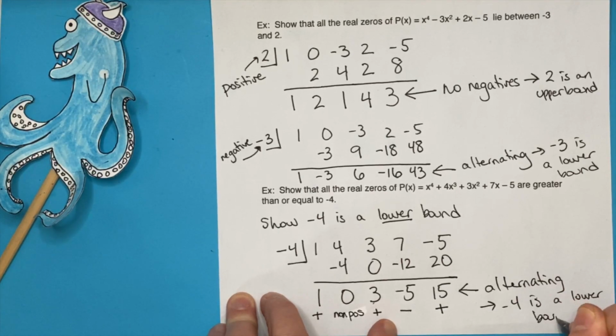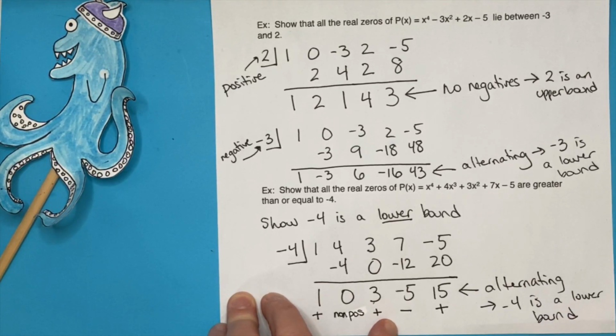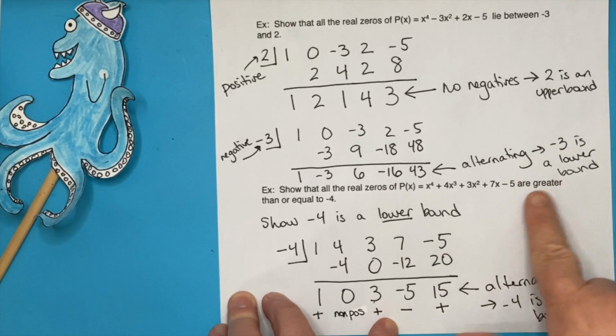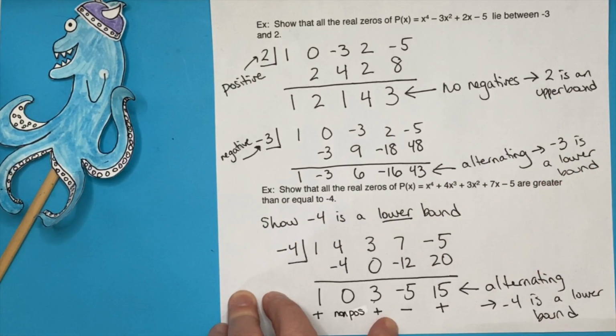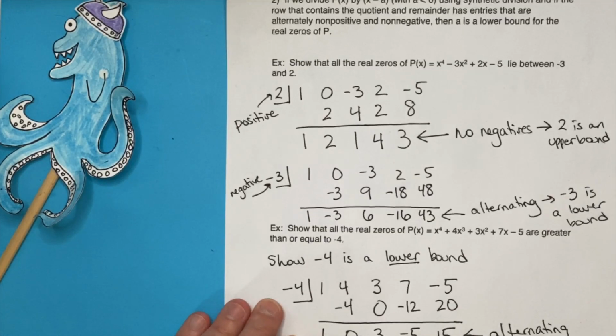By the way, is it a 0? And the answer is no. It is not a 0. We end up with a remainder of 15. So they're all greater than or equal to negative 4. We know that they're all actually greater than negative 4. So that's it. Woohoo! That's your snack.